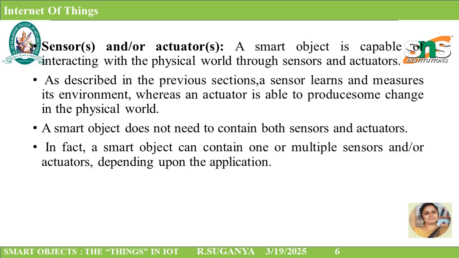Sensors or actuators. A smart object is capable of interacting with the physical world through sensors and actuators. As described in the previous section, a sensor learns and measures its environment, whereas an actuator is able to produce some change in the physical world. A smart object does not need to contain both sensors and actuators. In fact, a smart object can contain one or multiple sensors or actuators depending upon the application.